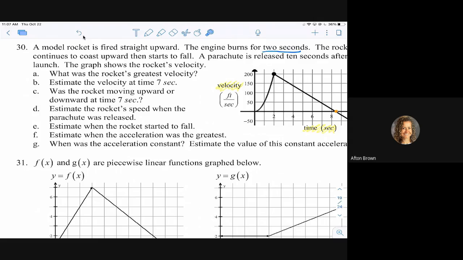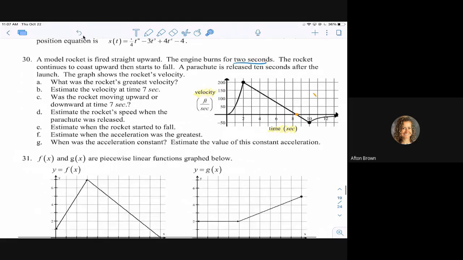If you just look at the 2 points of where it is. For A, what is the rocket's greatest velocity? I don't know. What did you guys put? So it's not asking when it happens. It's a what. So your units will be feet per second. It's just going to be 200. And then just make sure you include your unit. So yeah, 200 feet per second.